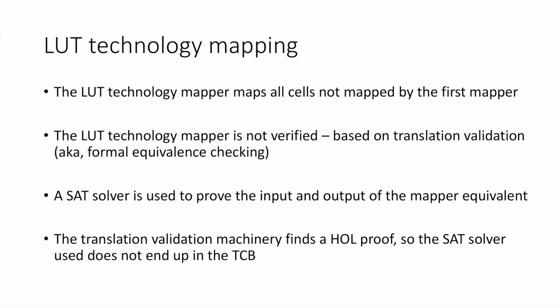The responsibility of the second technology mapping pass is to map all cells not mapped by the first mapper. And the second technology mapping pass stands out among the various passes in Lutsig because it is not verified. Instead, it is based on translation validation, also known as formal equivalence checking. Here, this means that we use a SAT solver to prove the input and the output of the mapper equivalent for each run of the mapper, instead of proving the mapper correct once and for all.